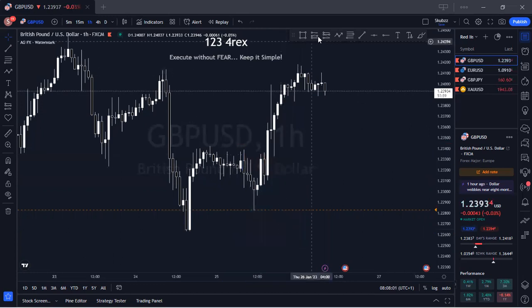Today, what do we have? We sort of shifted structure. This was a downtrend. We created a lower high, failed to create another lower low, and now we've broken the lower high to the upside. Classic shift in market structure.